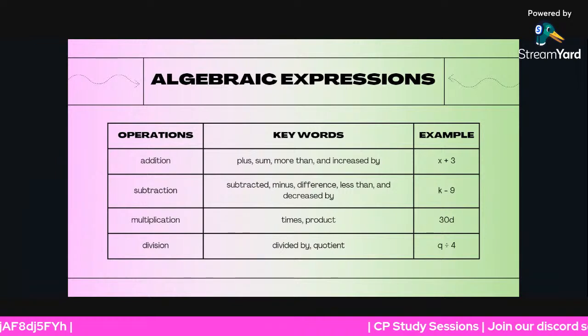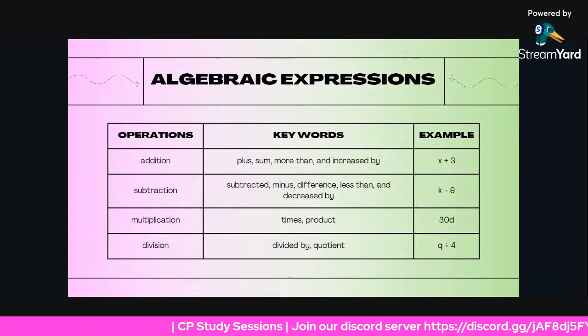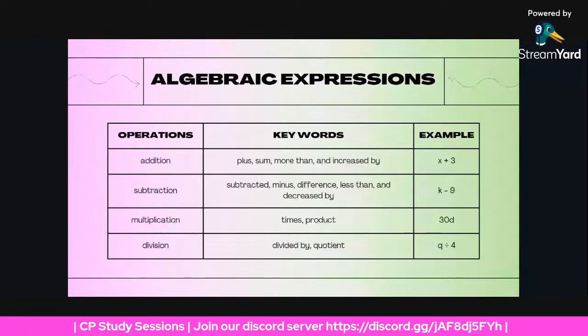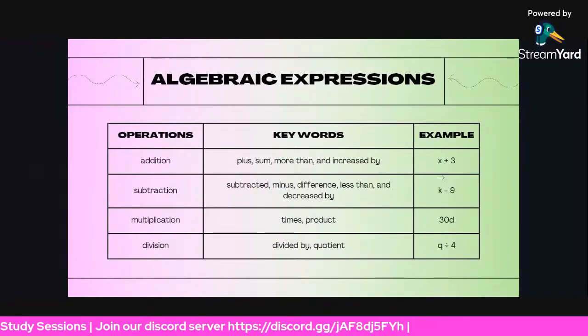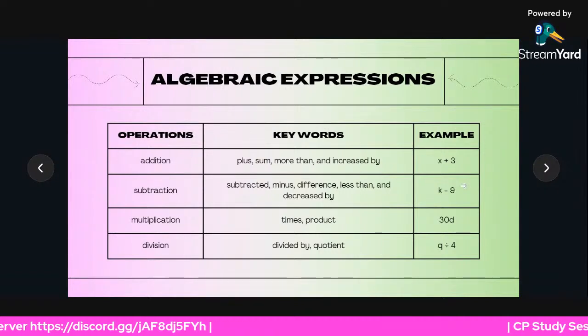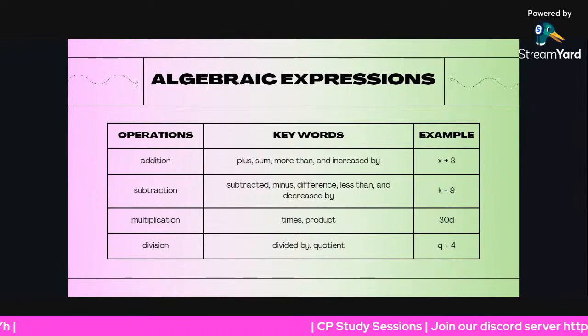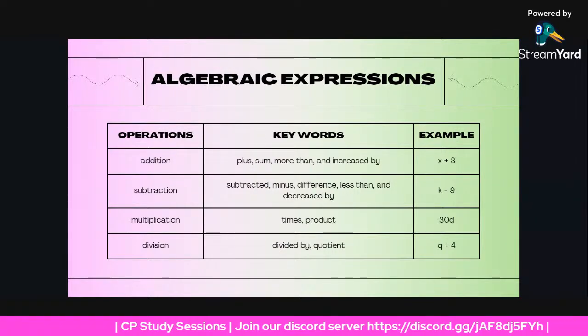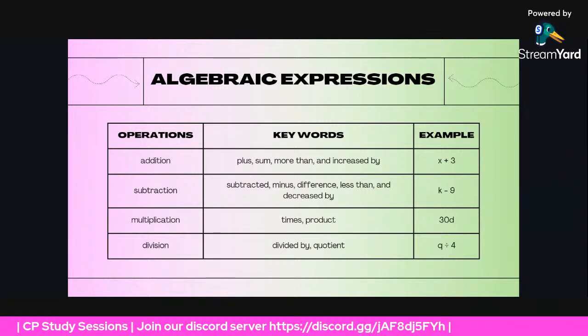So, proceed tayo sa subtraction. Ang keywords natin is subtracted, minus, difference, less than, and decreased by. So, ang example niya is k minus 9. Katulad nung kanina sa addition, hindi siya pwede na ang kakalabasang algebraic expression is both na constant. Kailangan at least mayroon kang isang variable.